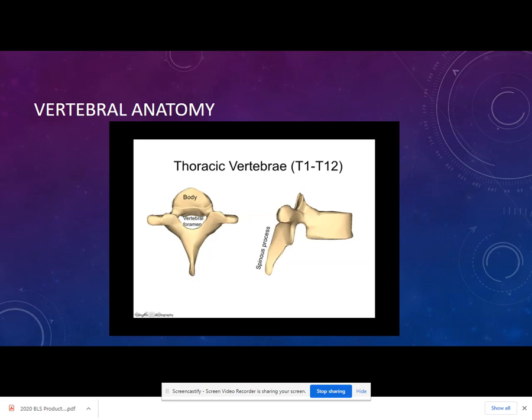The distinguishing feature of the thoracic vertebrae are these costal facets, and this is where our ribs will attach. Each individual thoracic vertebrae has 2 costal facets on its body and also 1 on its transverse process.